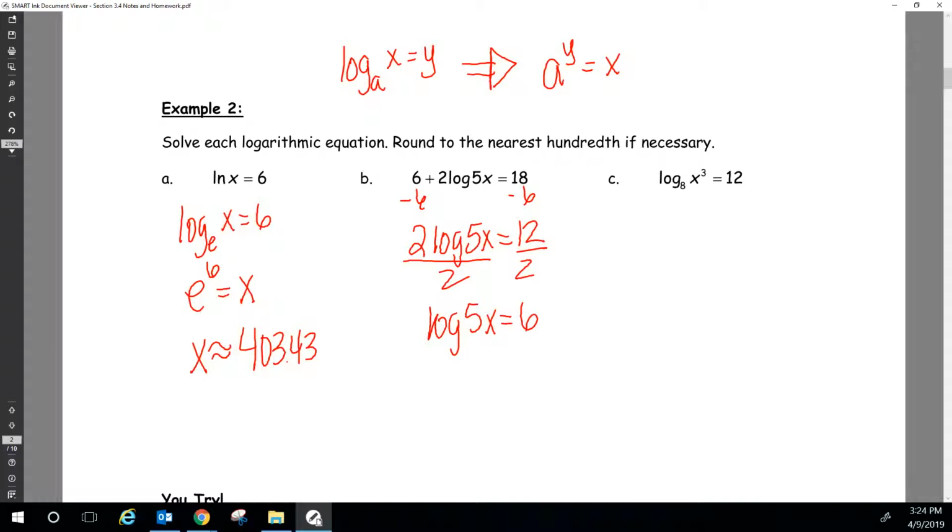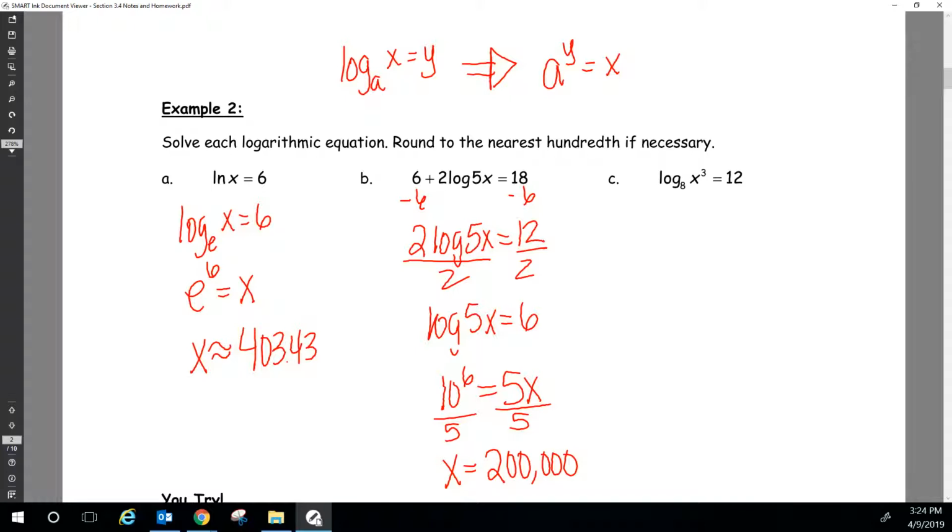Now what's the base of this? That is common log, right? So common log is base 10. 10 to the 6th power is equal to 5x. I'll divide by 5. So what I'm putting into my calculator is 10 to the 6th divided by 5, which is 200,000. And since it's exactly 200,000, I can write an equal sign instead of an approximation.